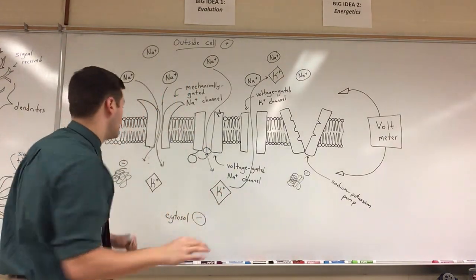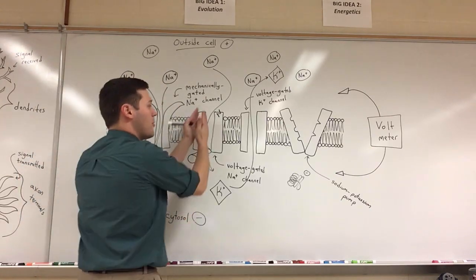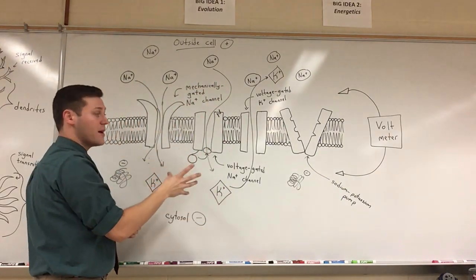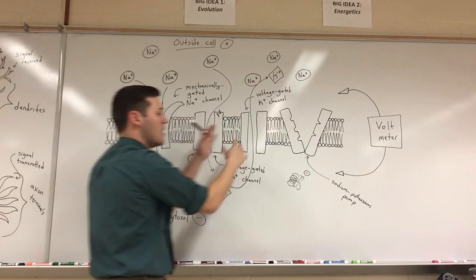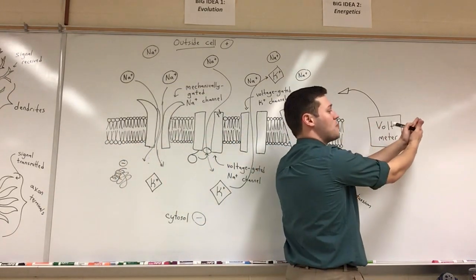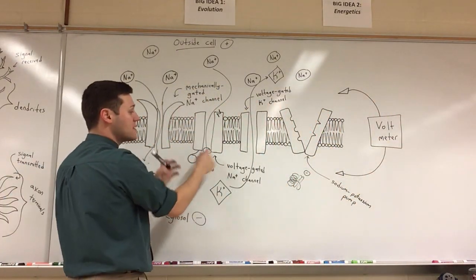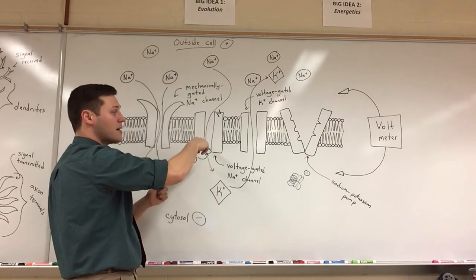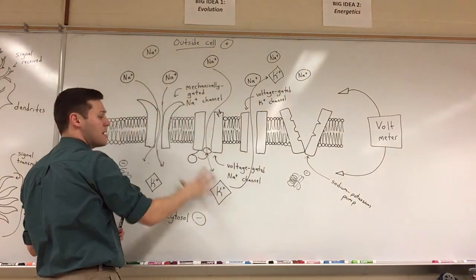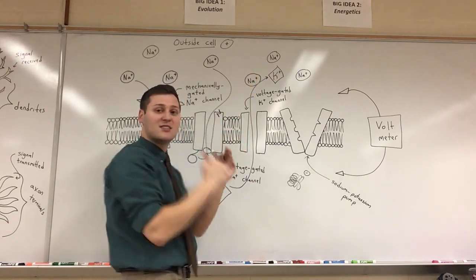Just as a recap, the mechanically gated sodium channel opens, lets some sodium in. The voltage-gated sodium channel opens, lets more sodium in. Once we hit a certain point, and once sodium comes in, that will open up the next voltage-gated sodium channel and let more sodium in. That will open up the next voltage-gated channel and let more sodium in. And then at a certain point, this sodium channel will get blocked, and this potassium channel will open. So we let sodium in, now we're letting potassium out, which is positive. So we're resetting the membrane, at least in terms of charge.